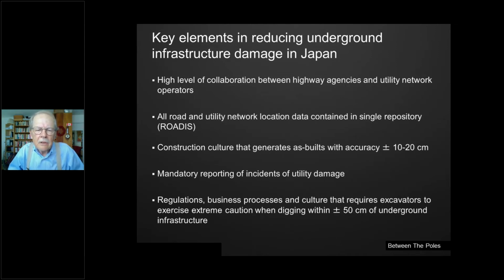The construction culture in Japan generates generally as-built with an accuracy of plus or minus 10 to 20 centimeters. Incidents of utility damage have to be reported, and there's regulations, business processes, and cultures which they have developed since 1985 that requires excavators to be extremely careful when they get within 50 centimeters of underground infrastructure.